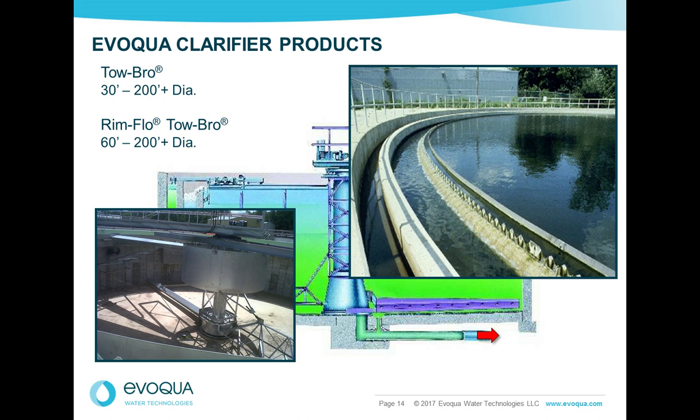Shown here in the lower left is an example of a hydraulic removal of solids. In this case, it's incorporated into the rim flow design, and it's an Evoqua Tow-Bro design. The hydraulic removal of the sludge via this provides a more direct, rapid and uniform sludge removal process.